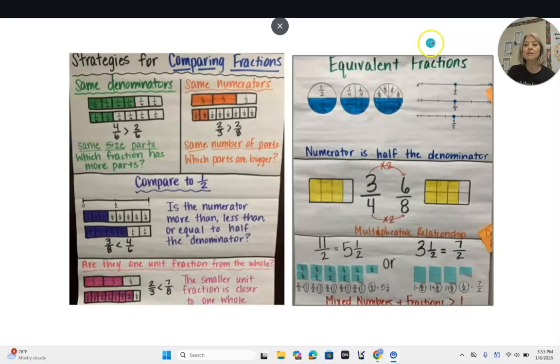I'm going to bring it back over here to this side with equivalent fractions, and this is what we were talking about earlier about fractions equivalent to 1/2. The pattern that we notice is that the numerator is half of the denominator. So we've gotten this down pretty well.